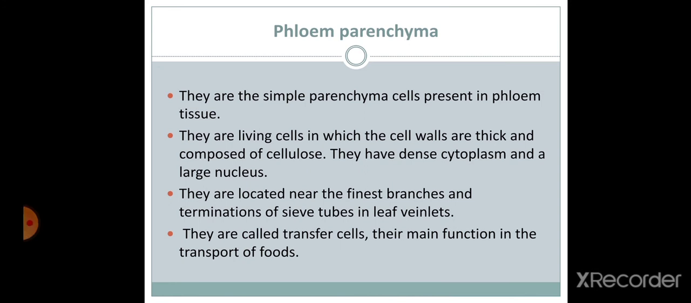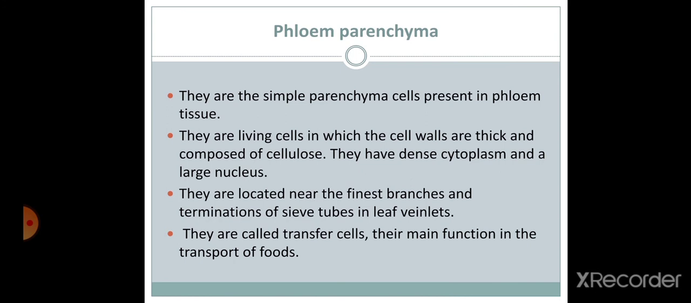It is the ordinary parenchyma made up of delicate cells which are intermingled with the sieve elements. They are present in both primary as well as secondary phloem. It is present in most of the dicots and generally absent in monocots. The structure of the phloem parenchyma: the cells are elongated, tapering to broadly cylindrical in shape. They are living cells with a distinct cytoplasm and nucleus. The cell wall is thin and composed of cellulose.